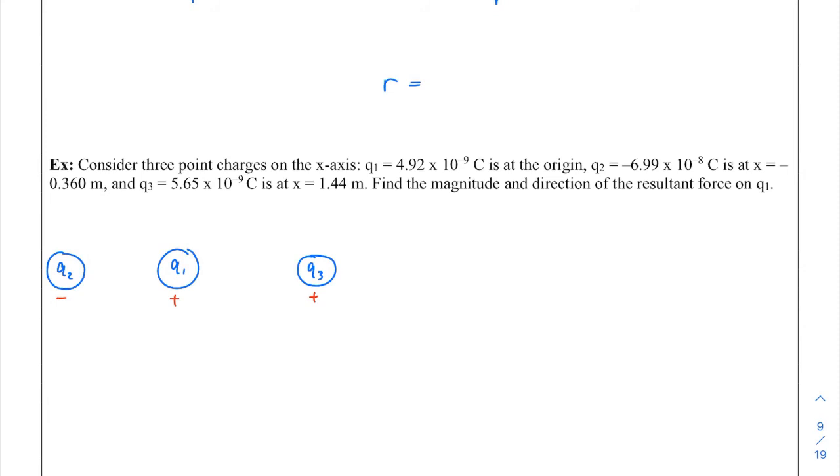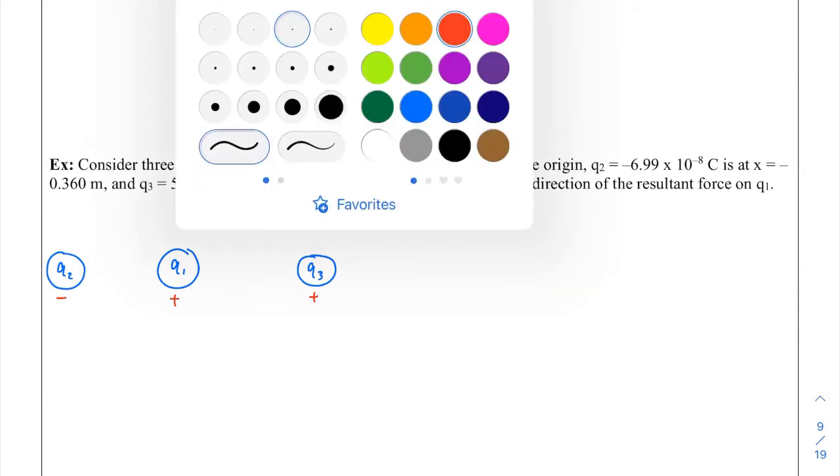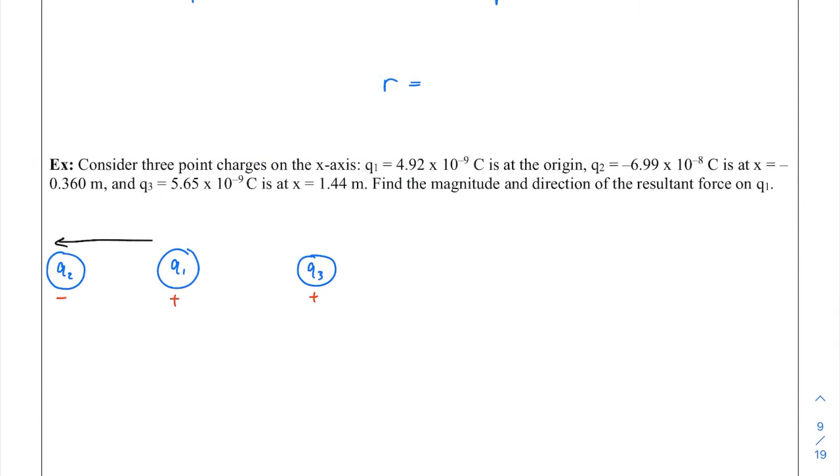And we have these distances here. We know that Q1 is at the origin, so the distance between Q1 and Q2 is 0.36, and the distance between Q1 and Q3 is 1.44.